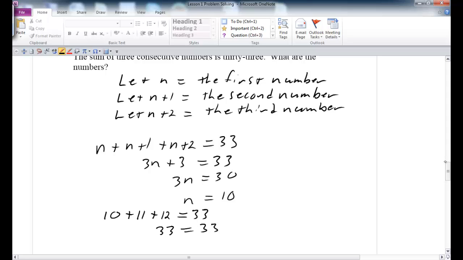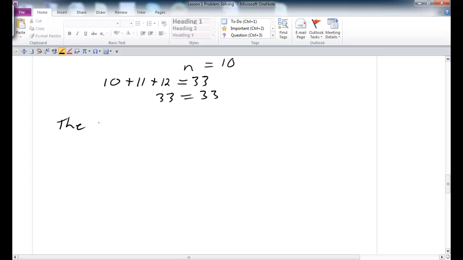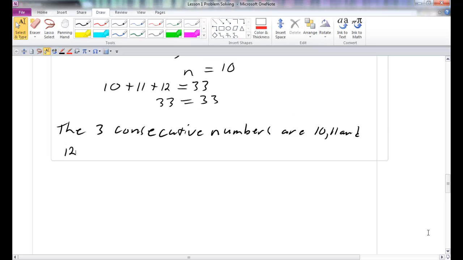Let's write out our sentence. This is also where the let statements help. They help us writing out our sentence answer. The 3 consecutive numbers are 10, 11, and 12.